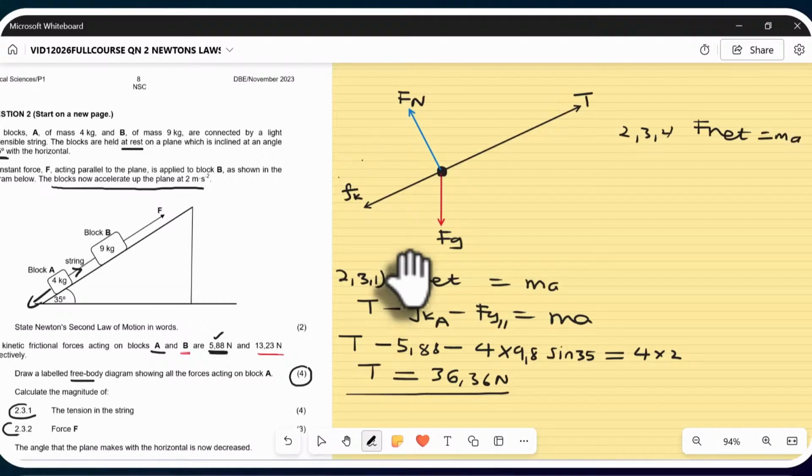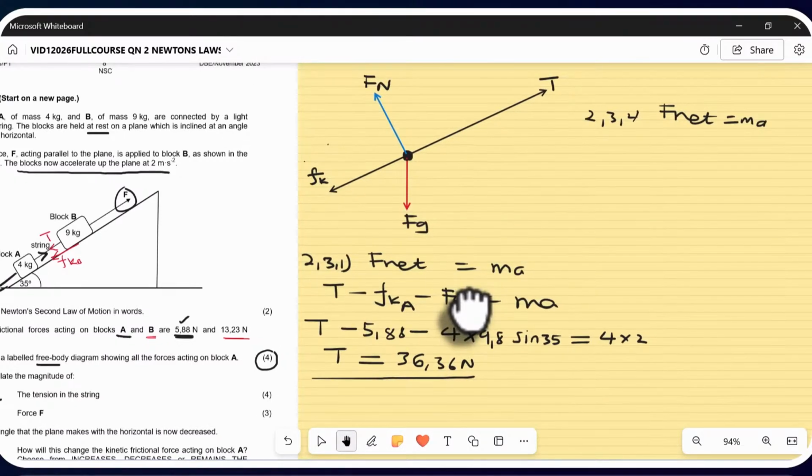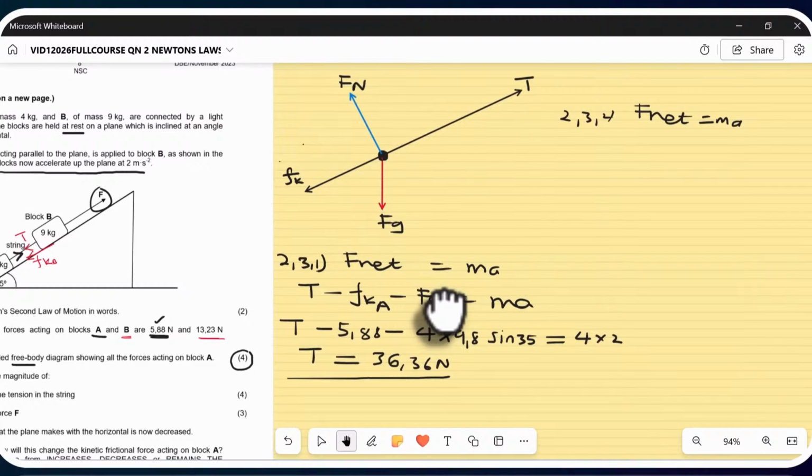Now the force is acting upwards, but the tension is acting downwards, together with what? With the frictional force. This is FK, but for block B. So it's gonna be our force, which we are looking for, and then opposed by what? The tension and frictional force. Going to be the force F minus the tension minus frictional force on block B equals MA.